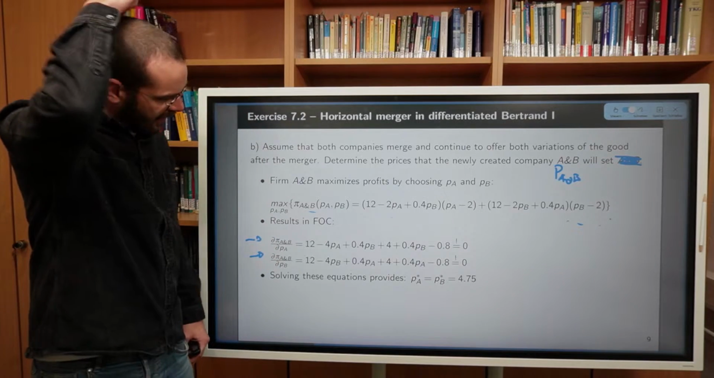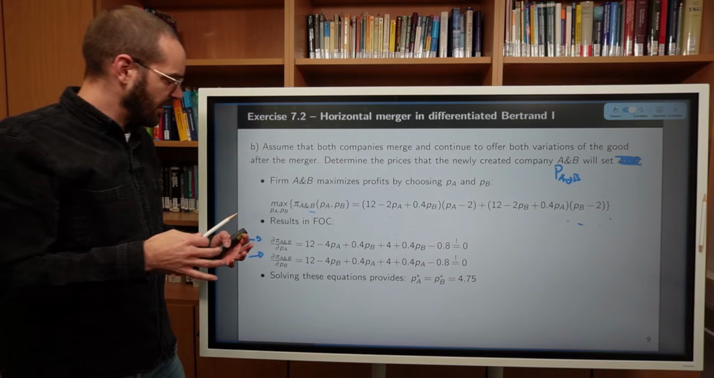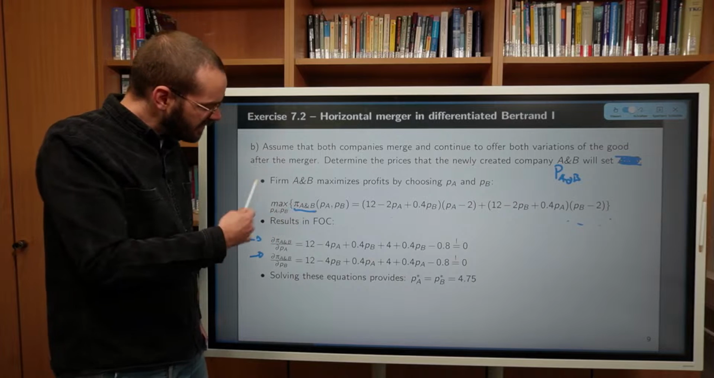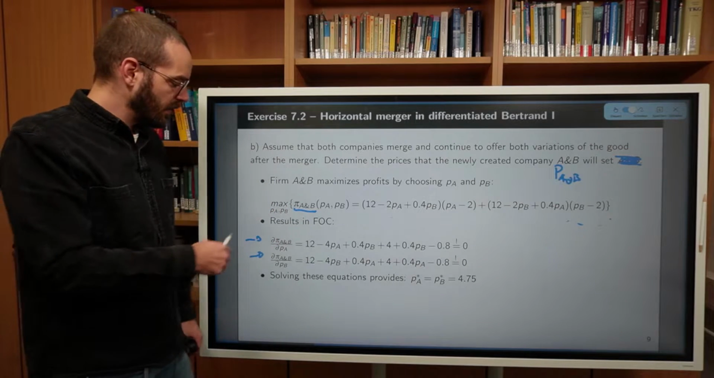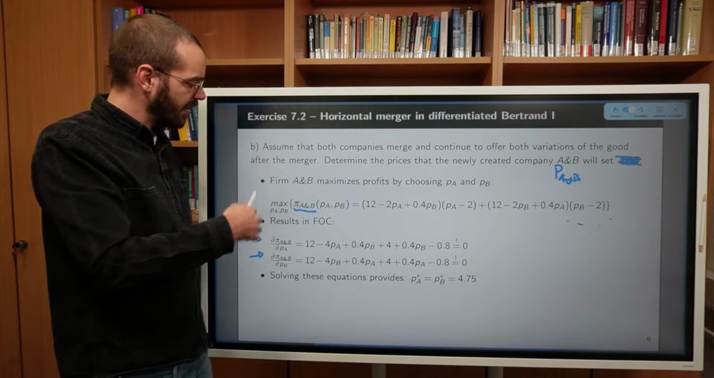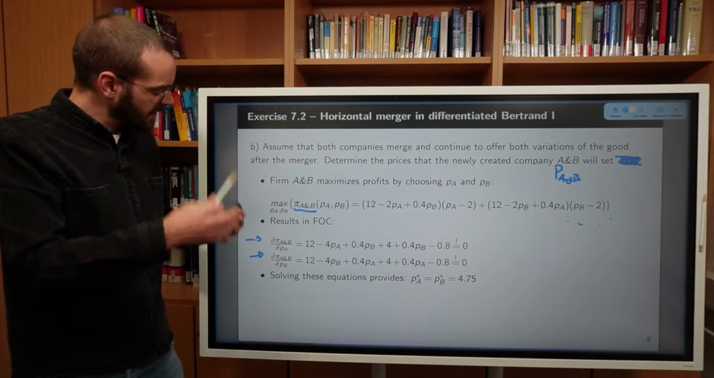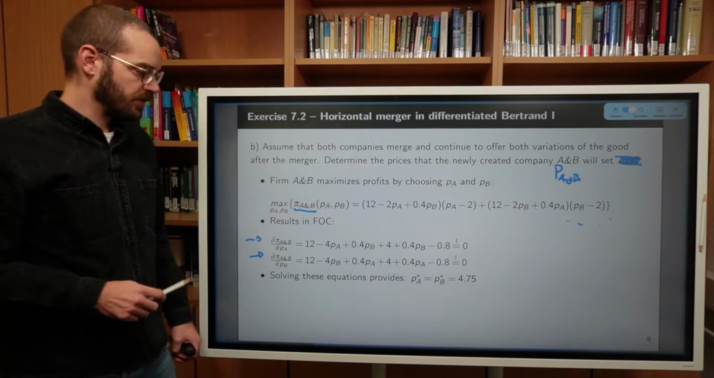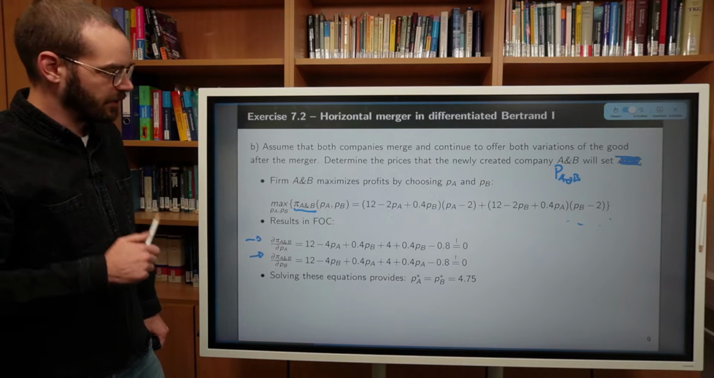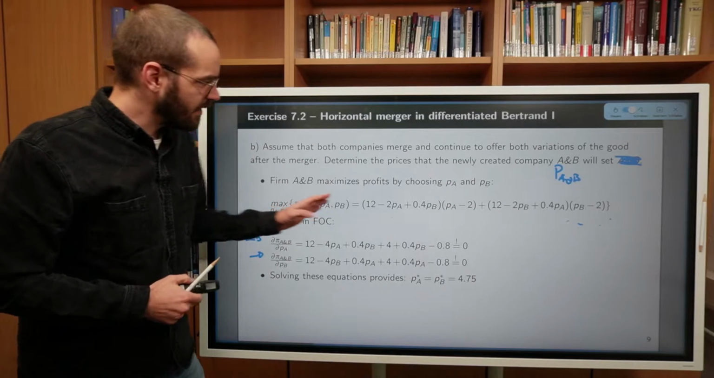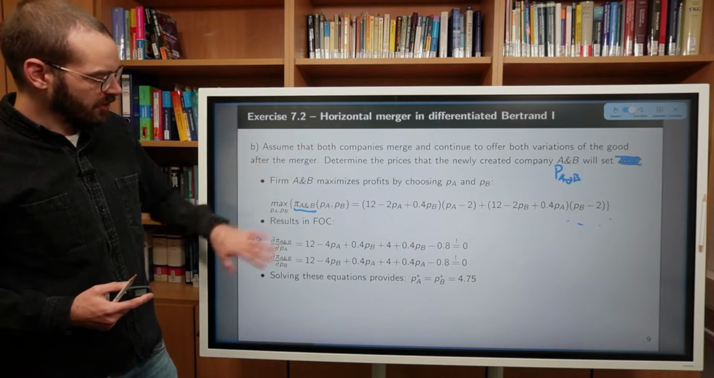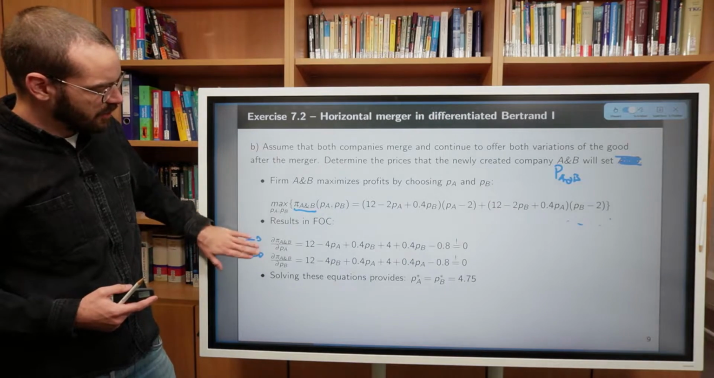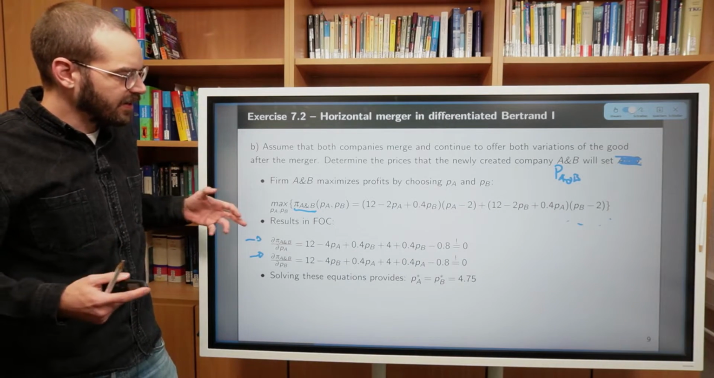These two first order conditions are calculated as the partial derivatives of this combined firm after merger. So the partial derivative of the profits of A and B with respect to PA in the first first order condition, and then with respect to price B in the second first order condition. Calculating the derivatives of this profit function with respect to both of these parameters yields the two first order conditions written on the slide.